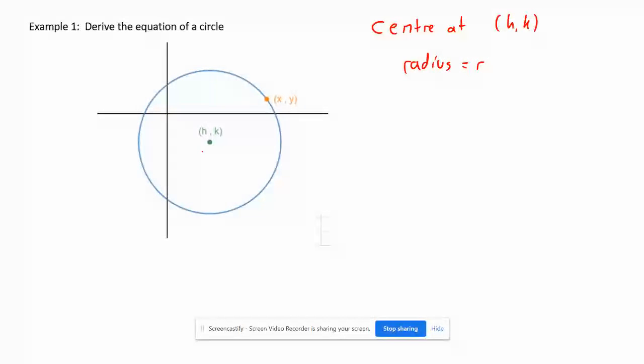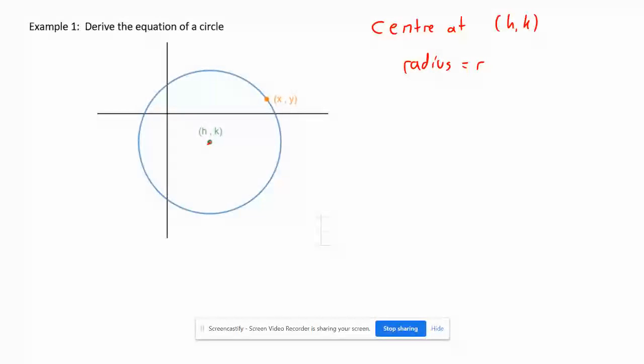Now, this is (h, k). This is a general point. It does not have to be down here in quadrant 4. It could be up over here, over here, or over here. And the circle could be bigger or smaller. This is just a general equation for a general circle.